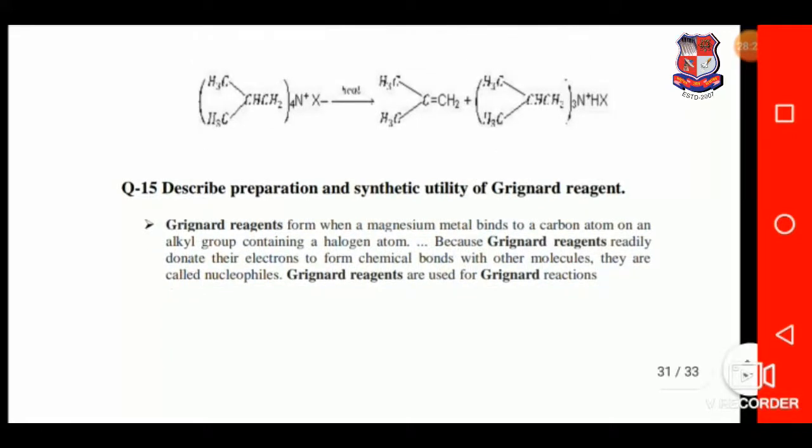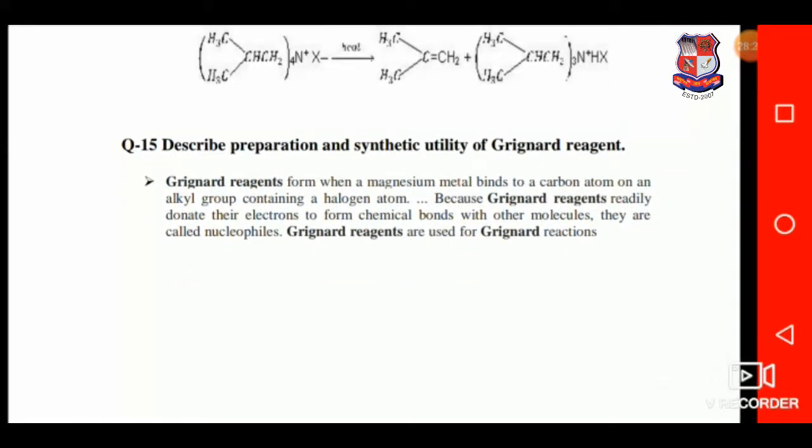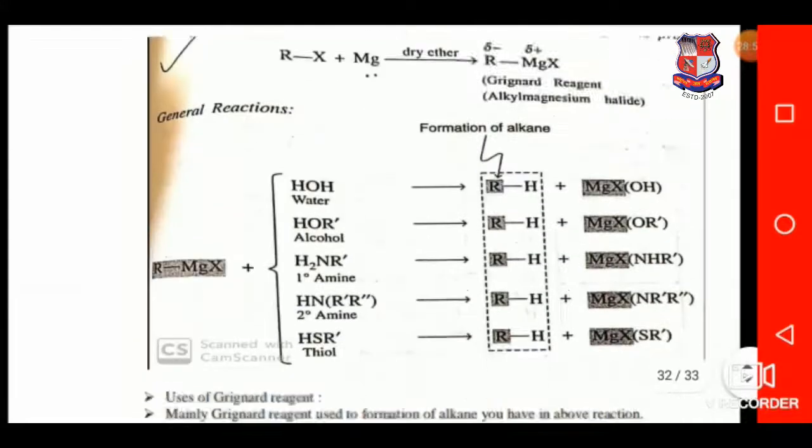Question number 15. Describe preparation and synthetic utility of Grignard reagent. Grignard reagents form when magnesium metal binds to a carbon atom on an alkyl group containing a halogen atom. Because Grignard reagents readily donate their electrons to form chemical bonds with other molecules, they are called nucleophiles. Grignard reagents are also used for Grignard reaction.